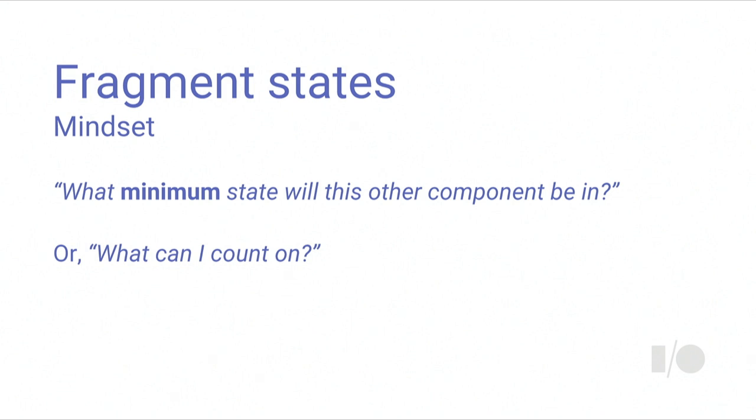More importantly, you can say, what minimum state will this component be in, or what can I count on? Since, again, the fragment states are linear. So if you know that you're up all the way at the resumed state, you know that you've been through all of the other methods. And this is one of those things that seems obvious in hindsight. But again, as you're looking through the smorgasbord of methods that you can override on Fragment itself, sometimes this gets lost in the noise.